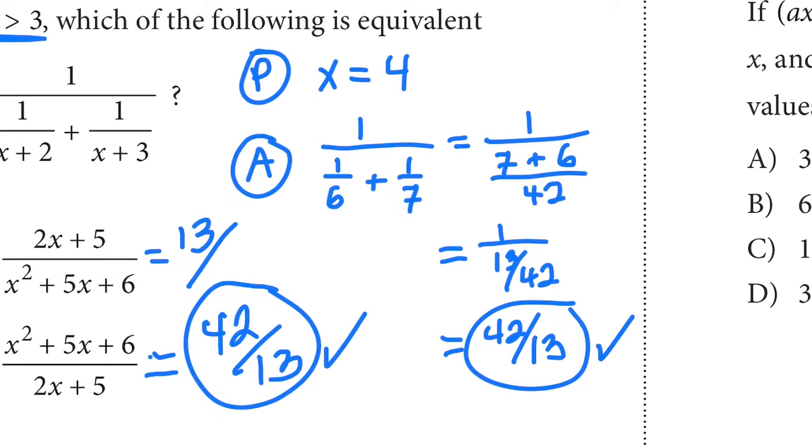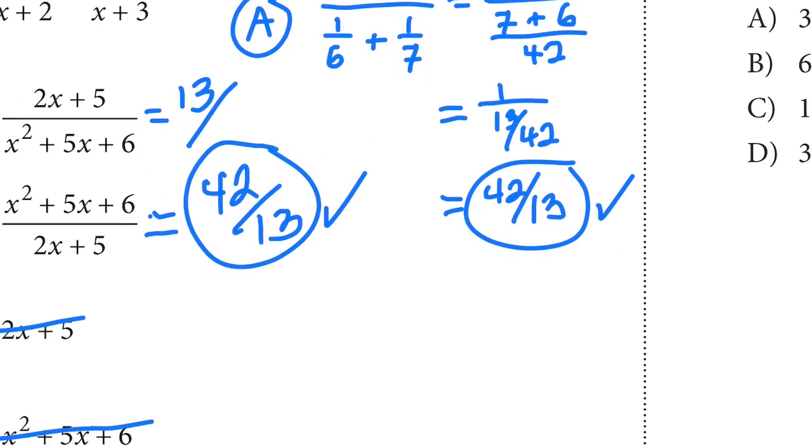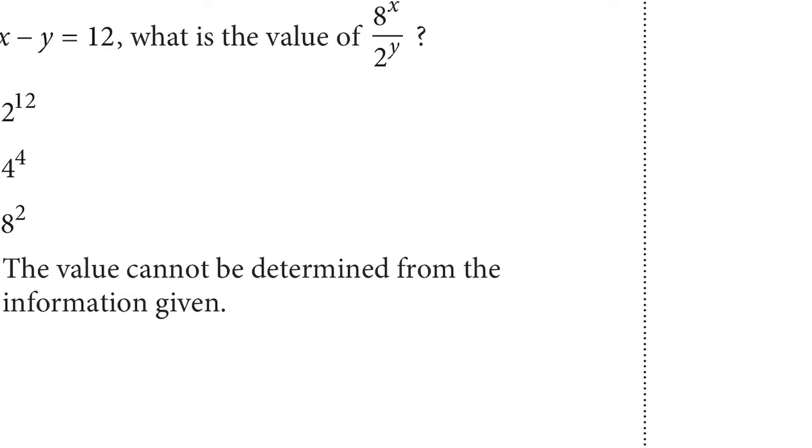If you see variables in your answer choices in a question that would otherwise ask you to do some complex algebraic manipulation, try using PAM and see if you can work through it a little bit more concretely and numerically. Let's take a look at 14. So here it says 3x minus y equals 12.